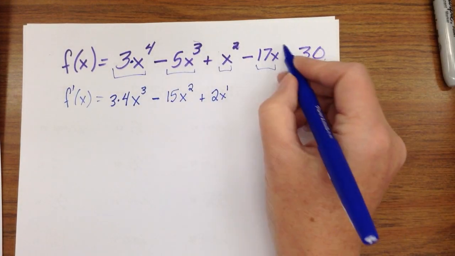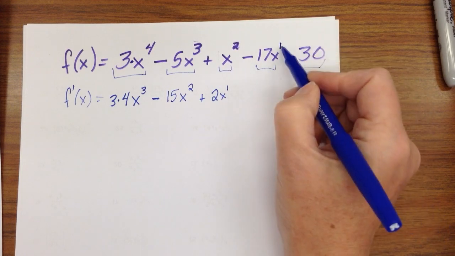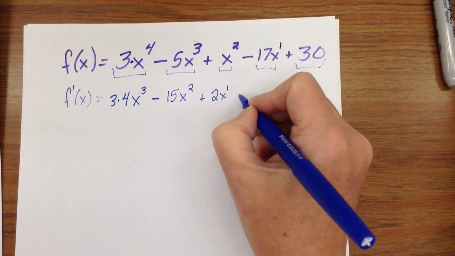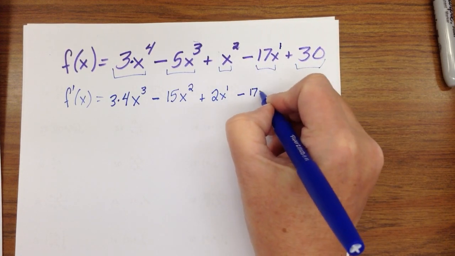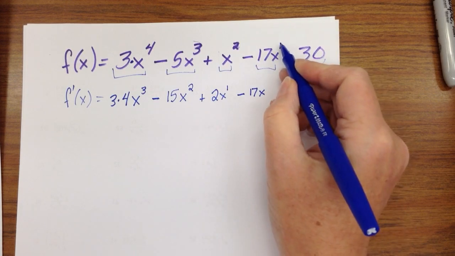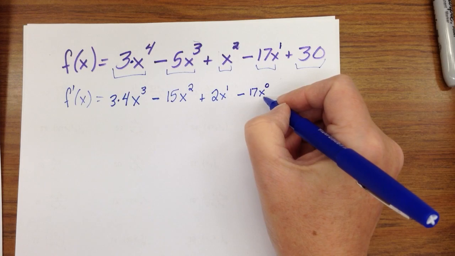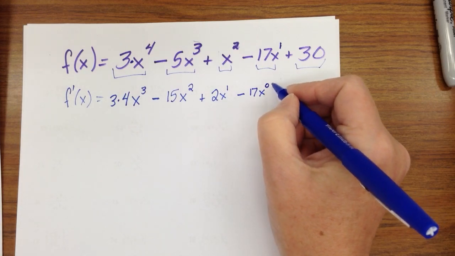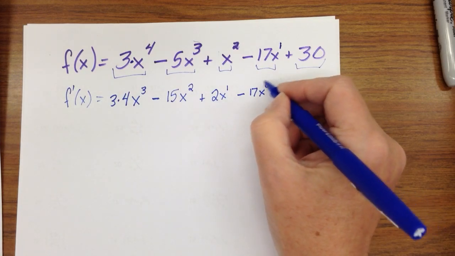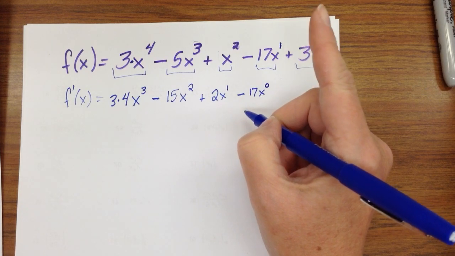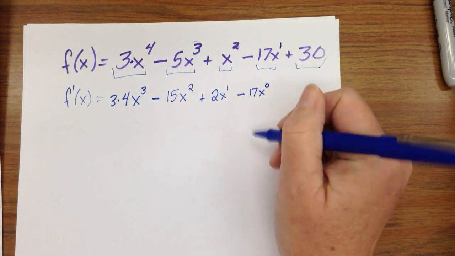All right, negative 17 is our scalar. Here's the deal. We're going to do 1 times the scalar negative 17 and the exponent goes down by 1. What's 1 minus 1? 0. Oh, x to the 0 power. X to the 0 power will equal 1. Yeah, I'll simplify that in the next one.